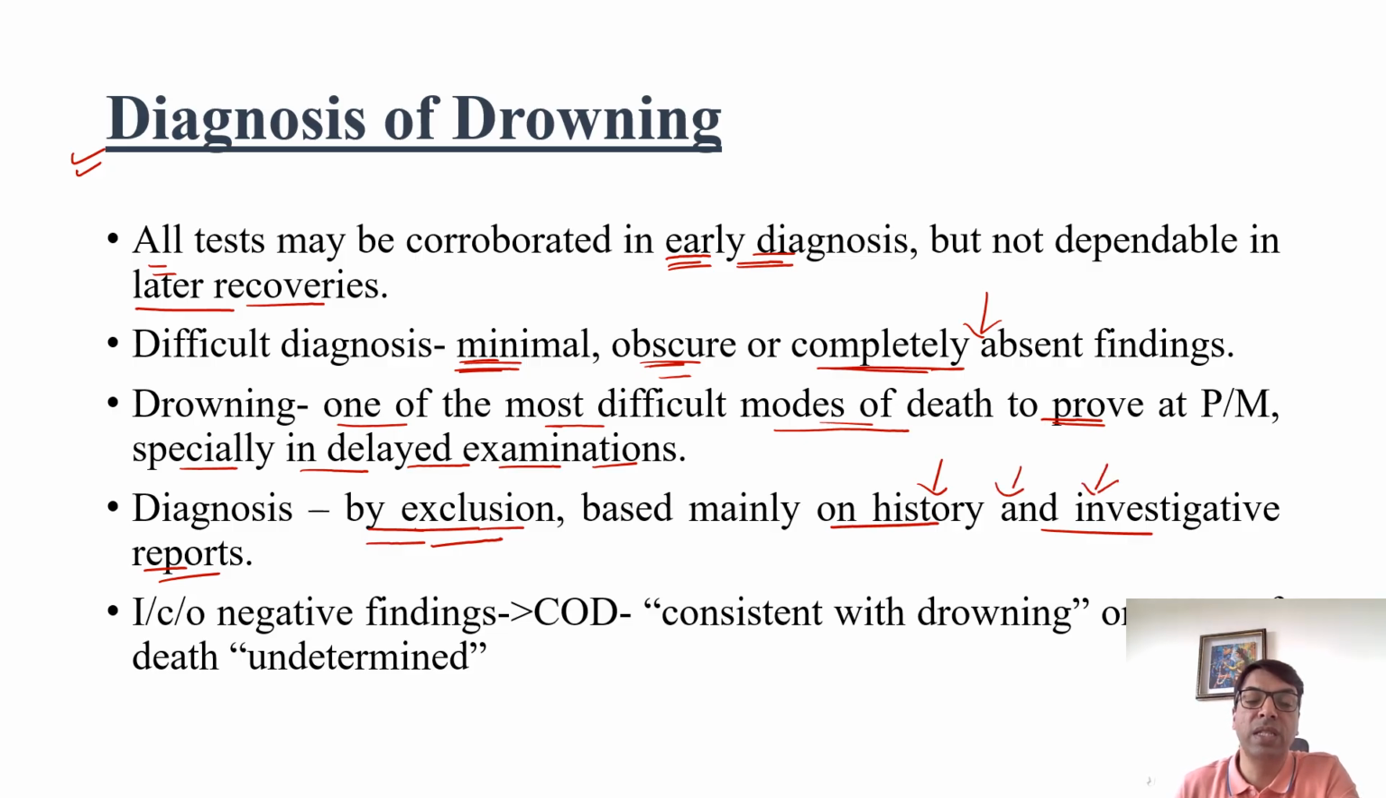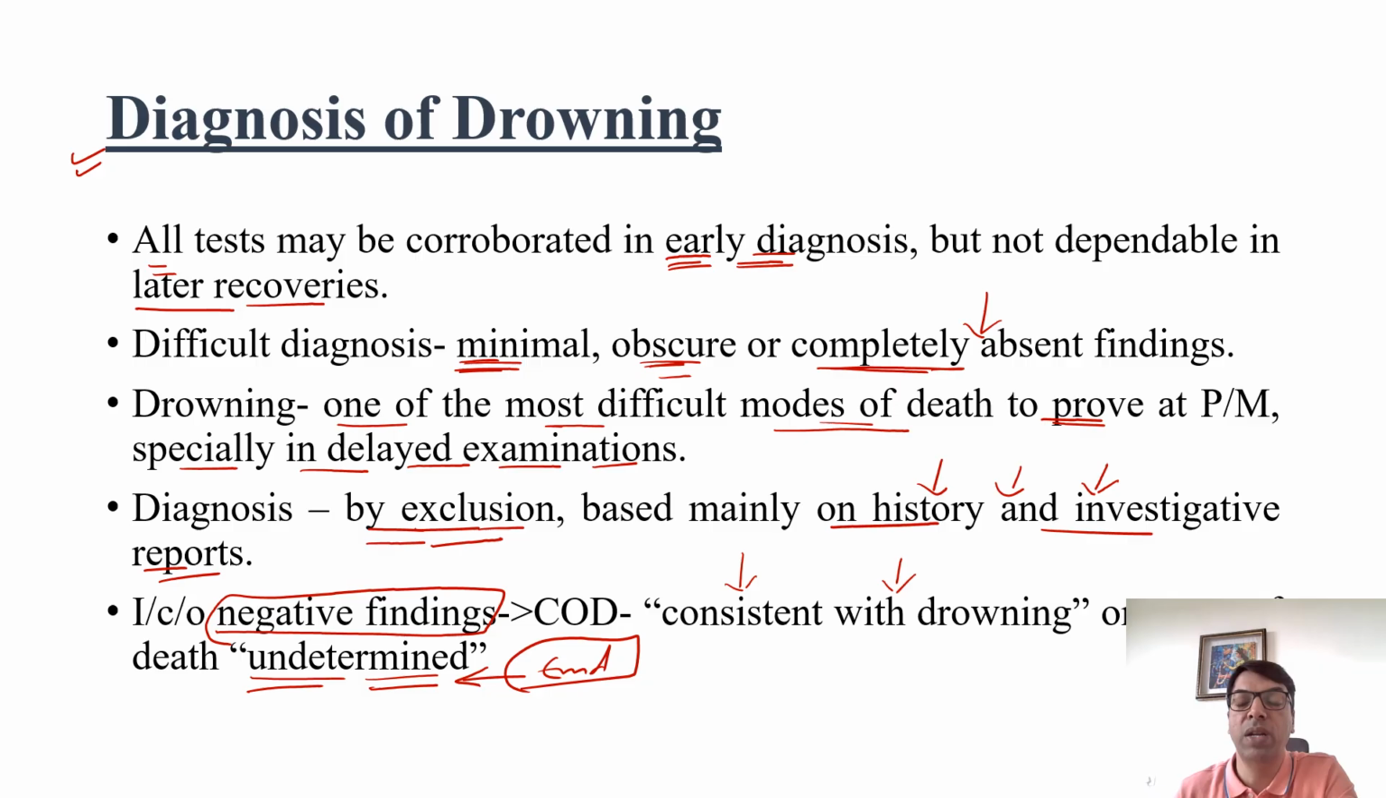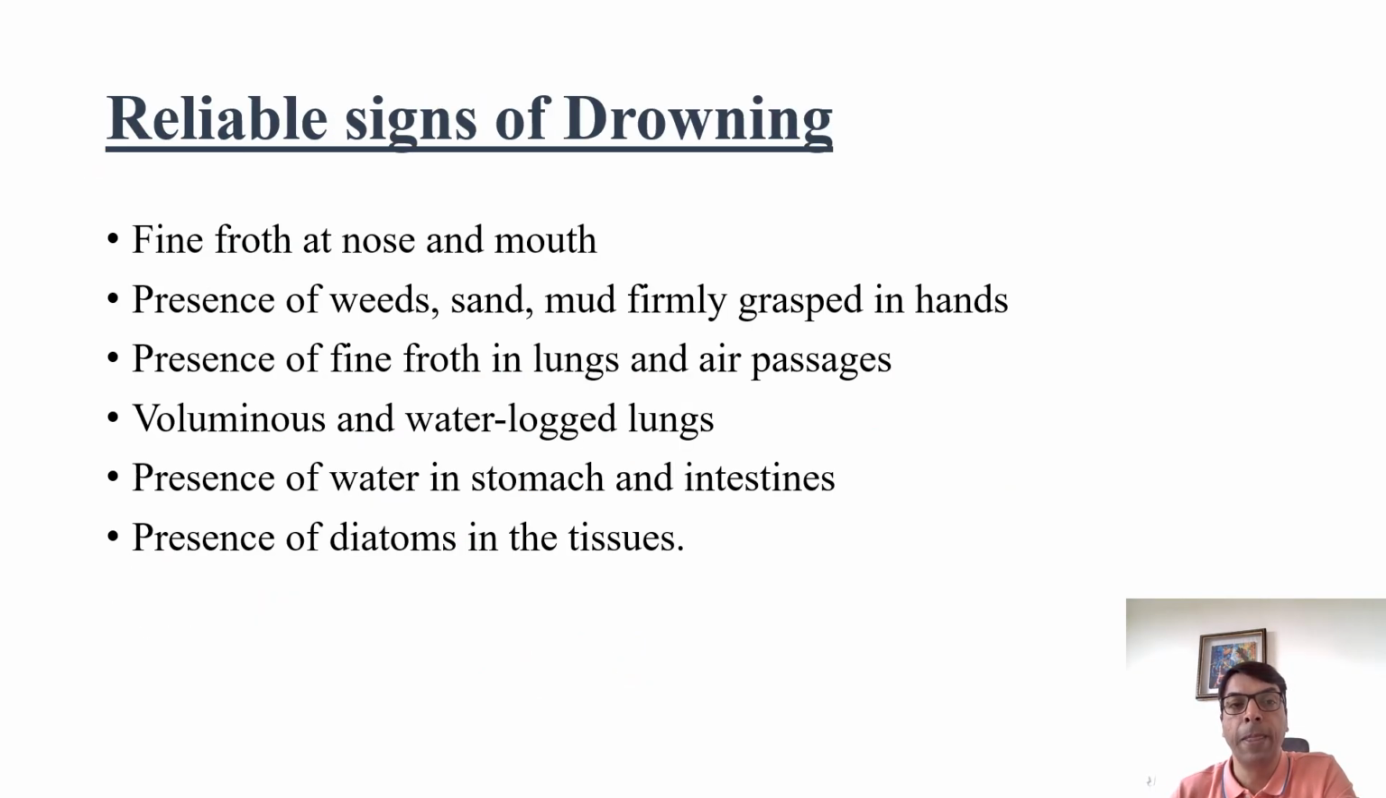In cases where there are no or minimal findings, the cause of death may be given as consistent with drowning, right? We may write that the findings are consistent with drowning, or the cause of death is undetermined. The cause of death is kept for the end. When we are not finding anything in the body, we can write the cause of death is undetermined.